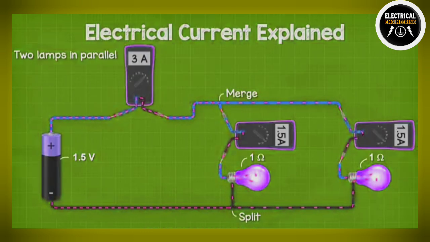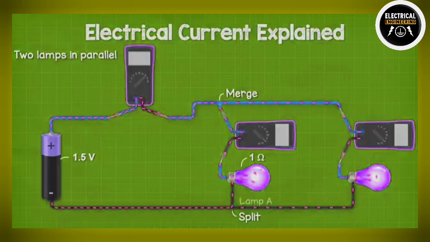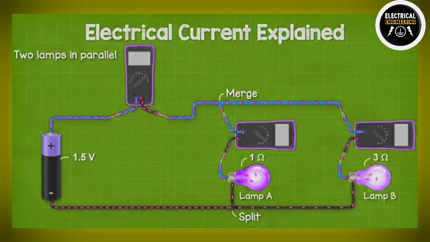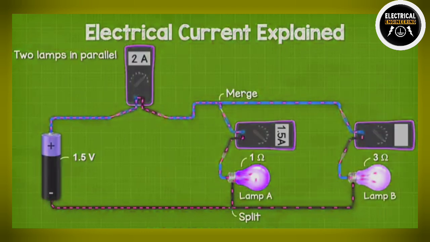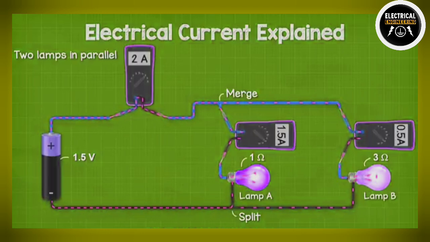Because both lamps have the same resistance, they have the same current. But, for example, if lamp A has a resistance of 1 ohm, and lamp B has a resistance of 3 ohms, then in the main wire, we get an amp reading of 2 amps. In the branch for lamp A, we get 1.5 amps, and in the branch for lamp B, we get 0.5 amps. Notice though that lamp B is dimmer.